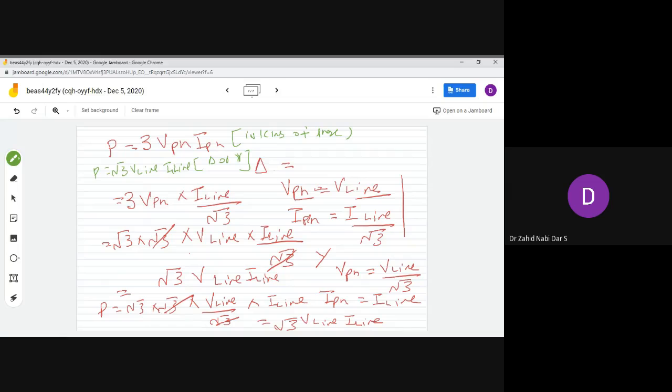So something cleared up? Like some confusion was there? Yes, sir. So this got corrected. This is very important. Sometimes you get power as 3 V phase I phase, and suddenly it becomes root 3 V line I line. So in terms of line, if you're writing, it becomes root 3. In terms of phase, if you're writing, that is 3 V phase I phase.